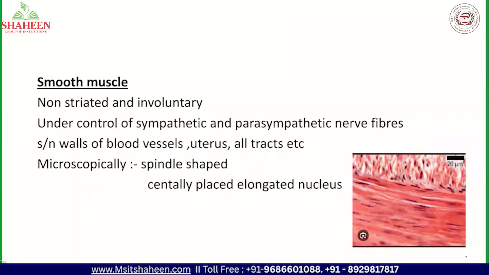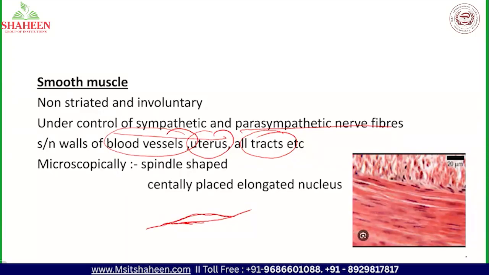Next is about the smooth muscle. Smooth muscles are non-striated and involuntary in function. They are under the control of sympathetic and parasympathetic nerve fibers. They are commonly seen in the walls of blood vessels, uterus, and tracts such as the respiratory tract. Microscopically, they are made up of spindle-shaped cells.